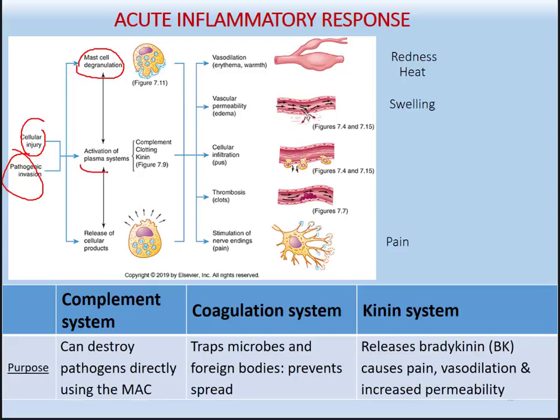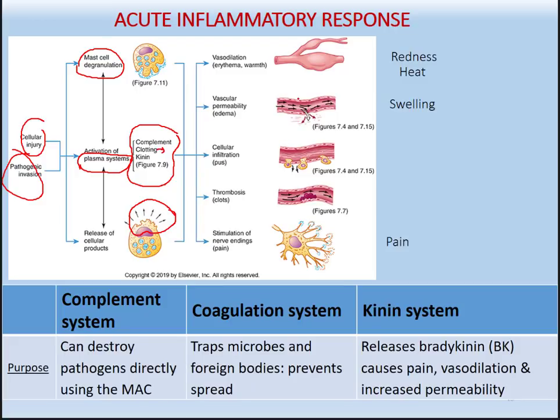We'll also see what's called the activation of these plasma systems. So this involves a complement system, a clotting system, and a kinin system. Clotting, another term for this then, is coagulation. And these systems are activated, as well as a number of different plasma proteins that are produced in the liver. And then this here is showing you the release of cellular products from cells.